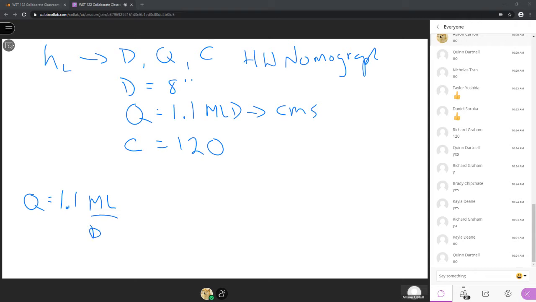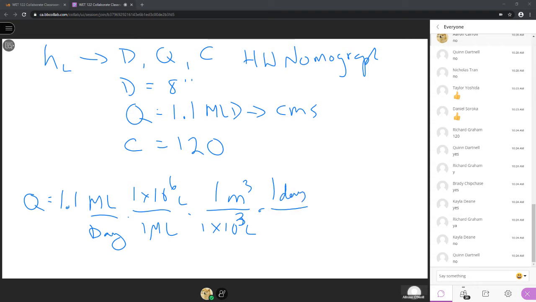1.1 megaliters per day, 1 megaliter is equal to 1 times 10 to the 6 liters. And then 1 times 10 to the 3 liters is equal to 1 cubic meter. And then 1 day is equal to 24 hours, times by 1 hour is equal to, I think, 3,600 seconds. Does that seem right, folks?